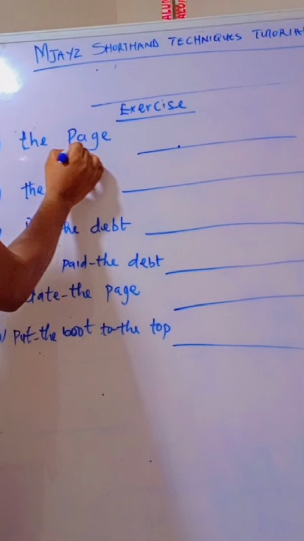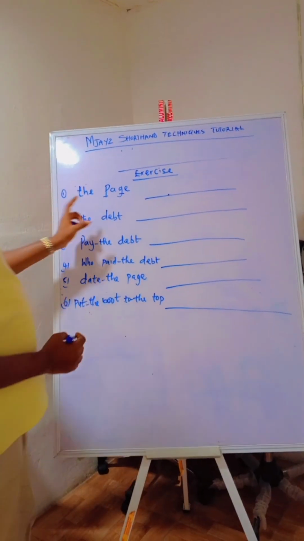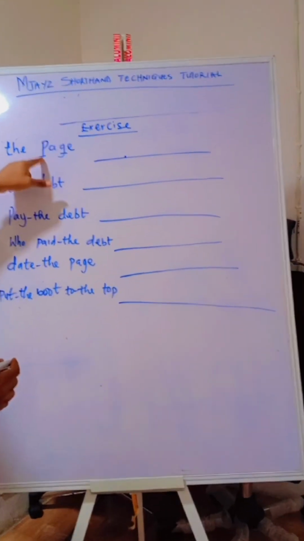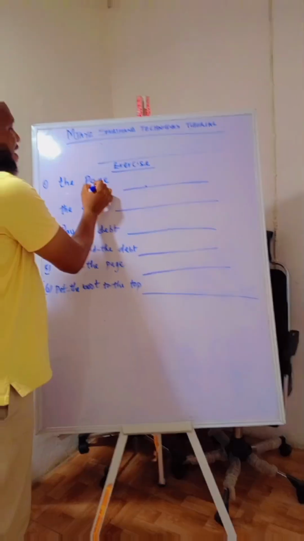Then in "page" we have P and G. You know how to repeat your consonant sounds P and G. So an A is a second place vowel.